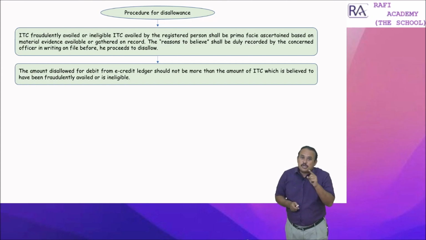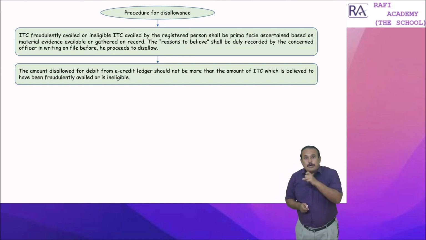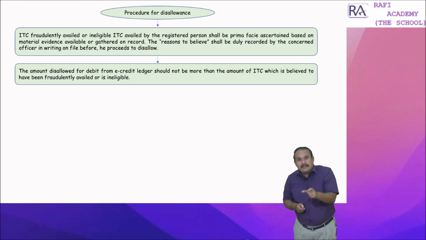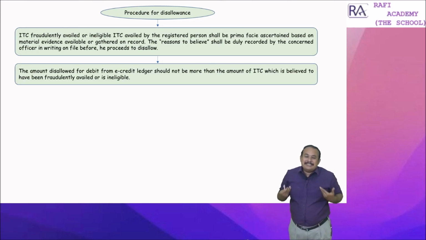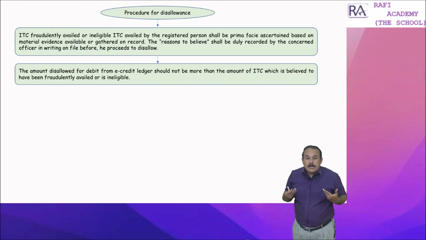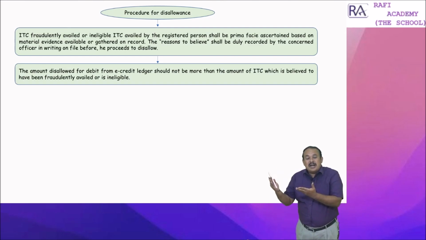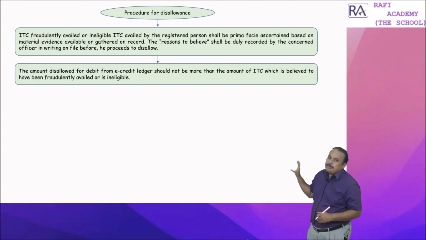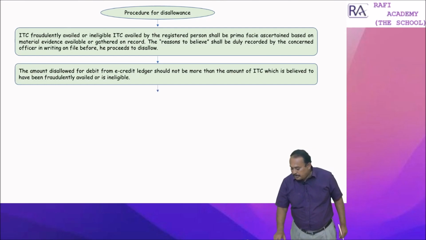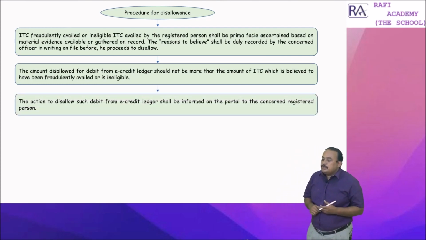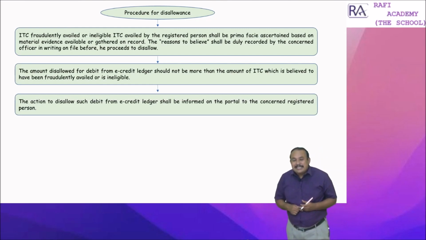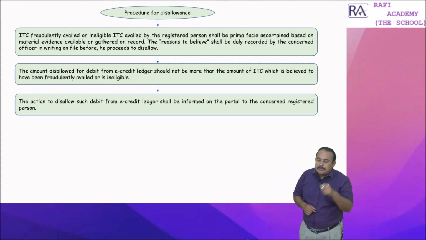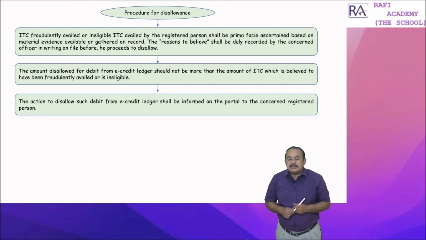Disallowing debit of electronic credit ledger amount by the proper officer should be less than 1 crore 80 lakhs. It can be more than that. It's injustice, no? Suppose a taxpayer fraudulently availed input tax credit of 1 crore 80 lakh rupees, and the department officer disallows my credit of 2 crores, that is injustice. That's why this provision has been mentioned. Further, the action to disallow such debit from the electronic credit ledger shall be informed on the portal to the concerned registered person.